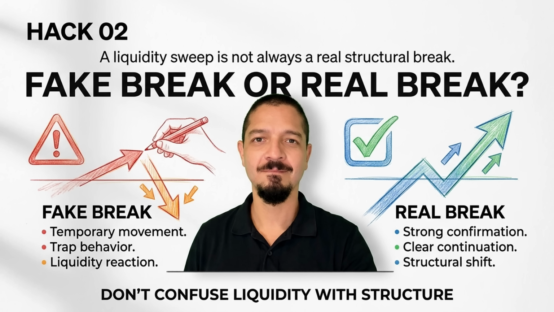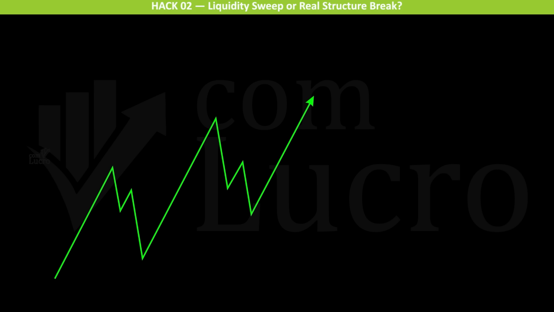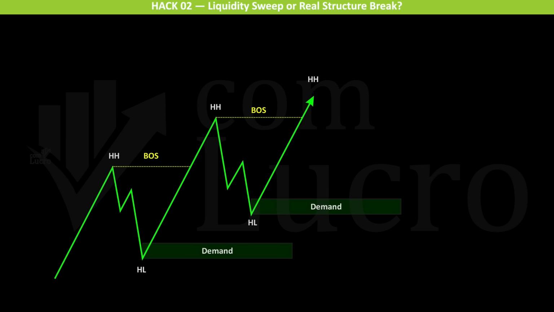Now, this naturally leads us into hack number 2, because once you understand that not every retracement is a real pullback, the next question becomes even more important. How do we actually confirm when structure is truly breaking instead of simply creating another liquidity sweep or temporary retracement? When the market is moving in a clean uptrend and price keeps advancing, it consistently respects demand zones and breaks structure to the upside.